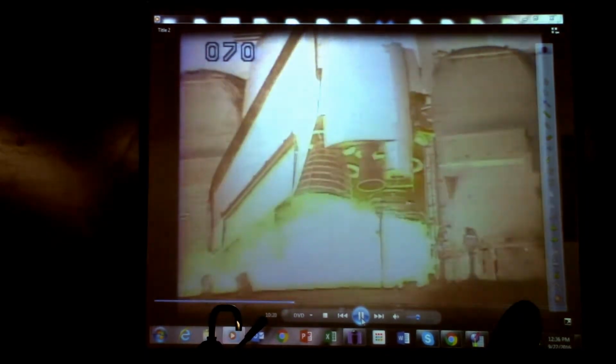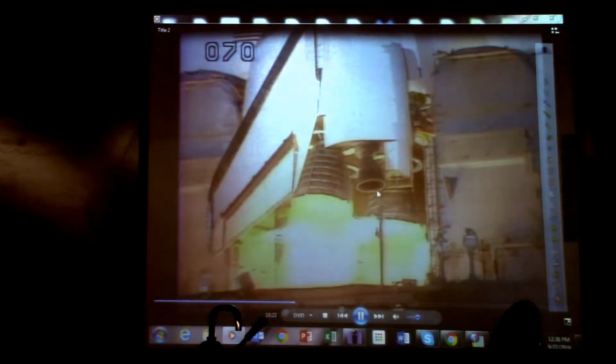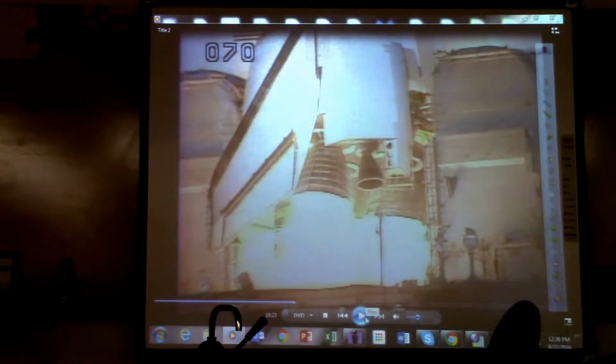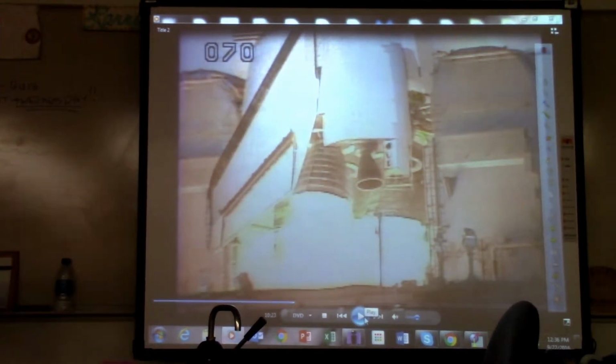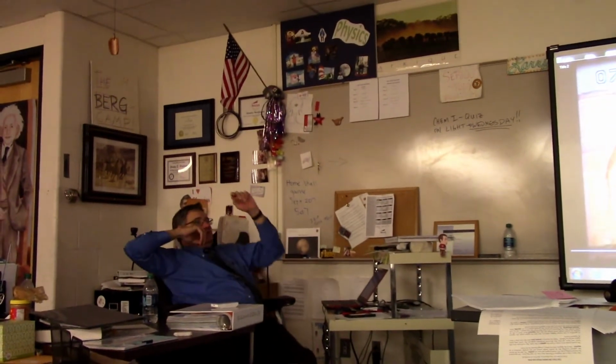At 6 seconds before liftoff, the 3 main engines are ignited. Okay, now, we haven't lit the solid rocket boosters yet. Why are they firing just those engines?